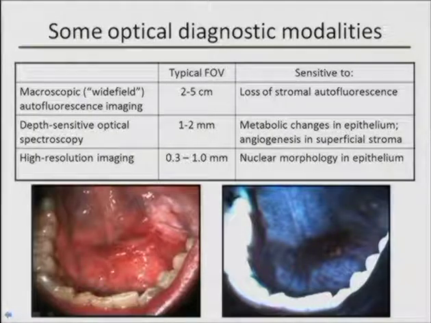The reason that I'm going to talk about these three in particular is that we have found it very useful to use these in combination with each other in the clinic and in the operating room. The reason is that they provide complementary diagnostic information over different spatial scales, going from a large spatial scale of several centimeters for wide field imaging down to the sub-millimeter level for high resolution imaging. And these are relatively easy to implement in the clinical setting and relatively rapid diagnostic methods that can be used in a multimodal combination.